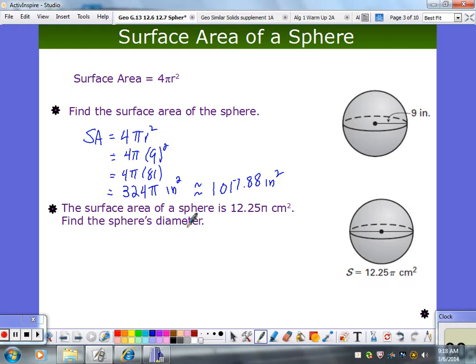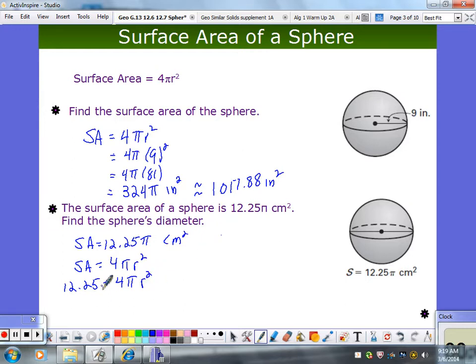All right, the surface area, that's supposed to be a pi here. The surface area, they're giving it to us. They're saying it's 12.25 pi square centimeters. So it's in terms of pi. We have an exact surface area, and we want to find the diameter of this sphere. So I'm going to set it up with my formula. So 12.25 pi equals 4 pi times r squared. To find the diameter, first I have to find r. I'm going to solve this for r.